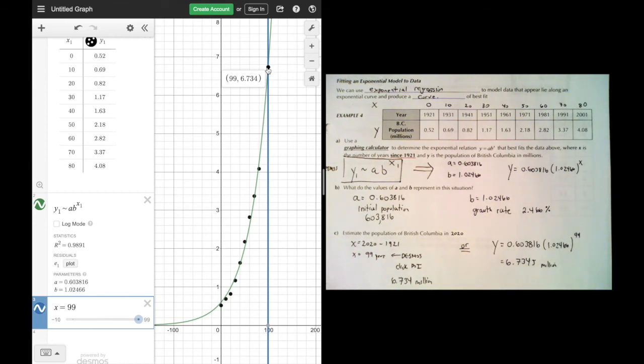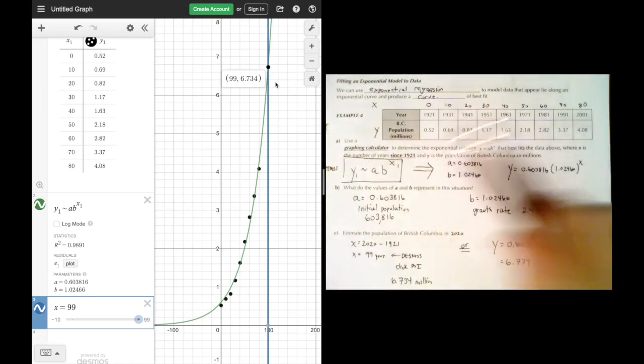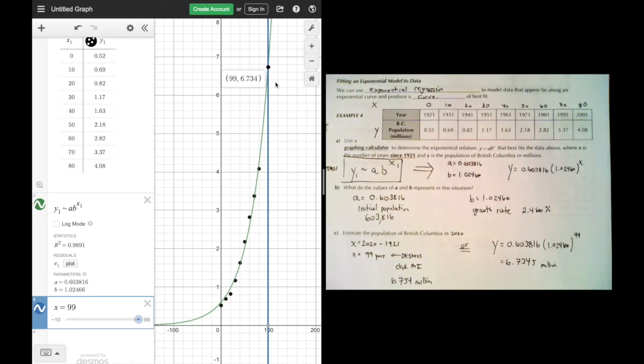So once you make a model, you can use your model to make predictions by typing in any x value, and it'll give you the y value. Also, you can use the equation to do the same. So this is using an exponential regression model to make predictions.